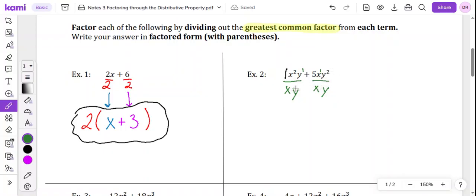When we want to consider how many x's we can bring from these two terms, we check the smaller of the two exponents on that variable, because we cannot take more x's away than are present in the second term. So with x, we see an exponent of 2 and an exponent of 1. The most we can take away is x to the first, and so we'll take an x away from both terms. And the same with y's.